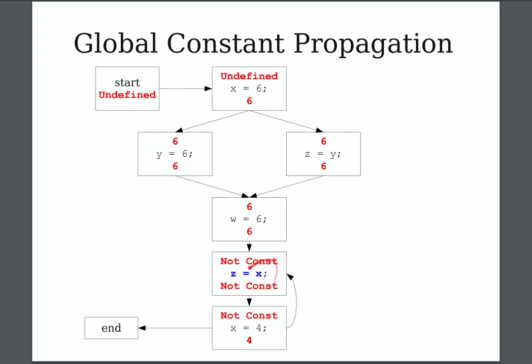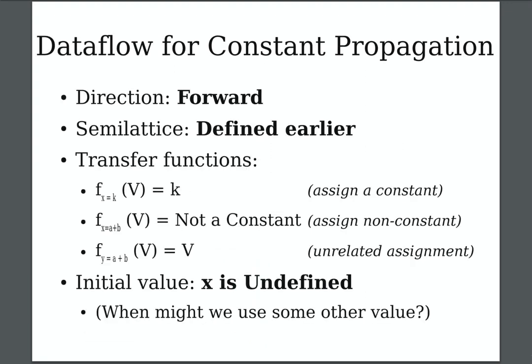Now here, because we've computed that x may not be a constant at this point, it could be 2 different values, we say not a constant and we don't do the replacement. And here, x is 4 going out of this block, but coming into it, we don't know whether it's a constant or not. Or we say it's not a constant.